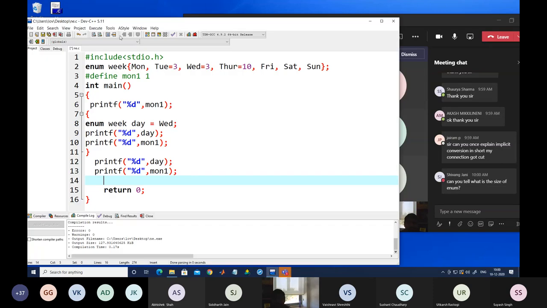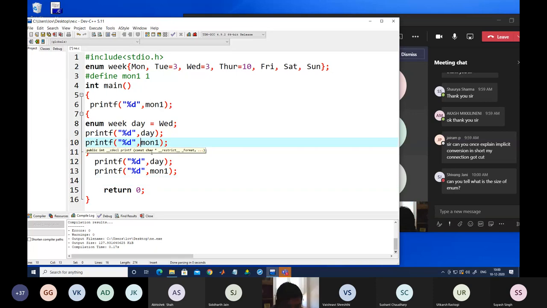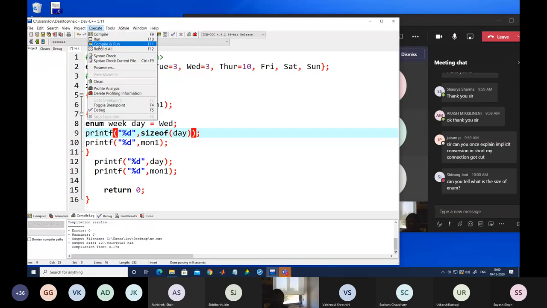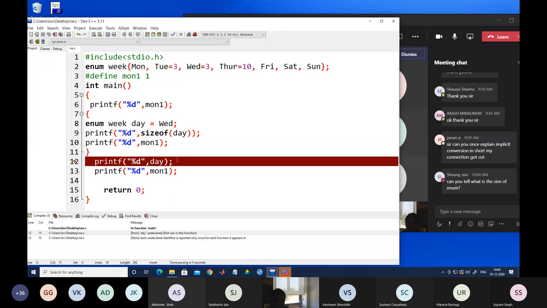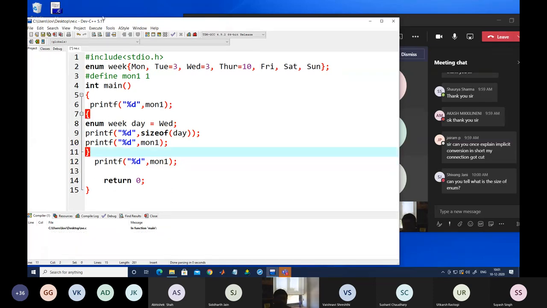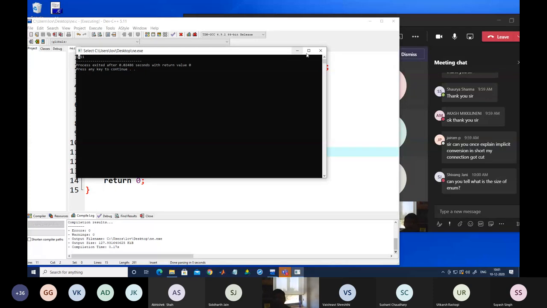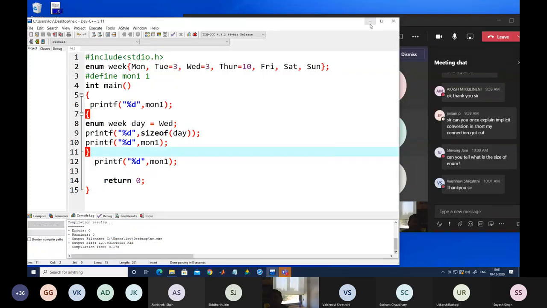If you are going to check the sizeof of this enum data type, simply check what size it comes to. Normally, I think it will equal the size of an integer because it is going to allocate an integer constant. 4. So it is equal to sizeof integer. Sizeof enum equals sizeof integer.